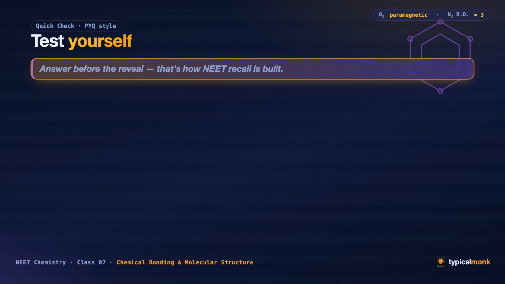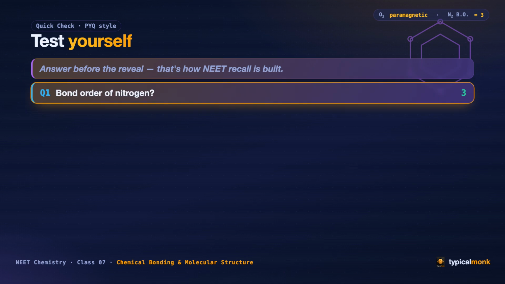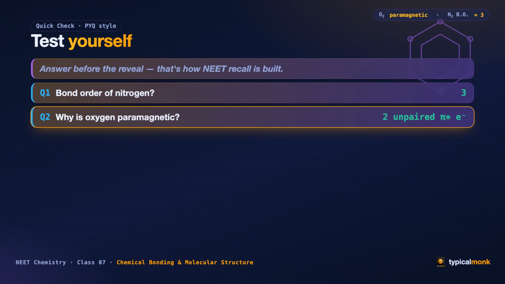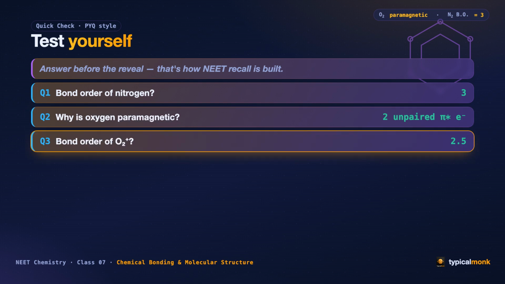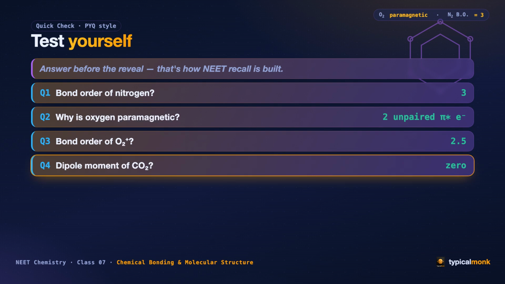Rapid fire. Here is the rule. I ask, you answer in your head before the reveal. No pen, no paper, just the ideas you built today. Question 1. What is the bond order of nitrogen? A triple bond, bond order 3. Question 2. Why is oxygen paramagnetic? Because it has 2 unpaired electrons in the pi star orbitals. Question 3. What is the bond order of the O2+ ion? It lost an antibonding electron, 2.5. Question 4. What is the dipole moment of carbon dioxide? Linear and symmetric. The dipole is 0.